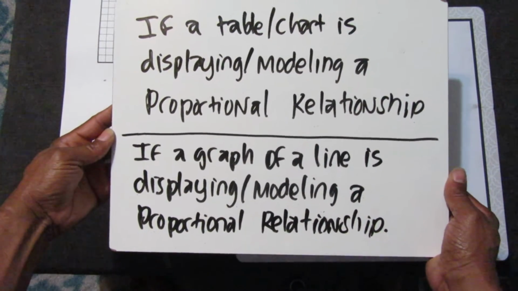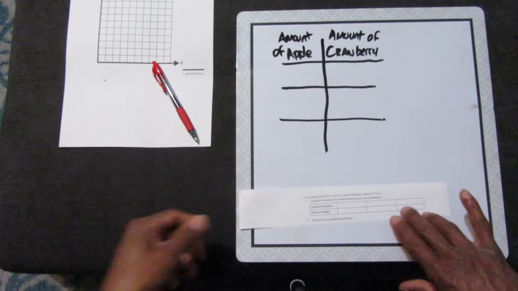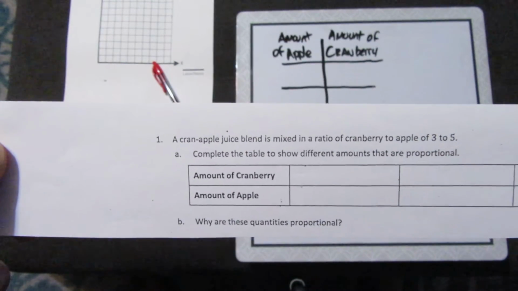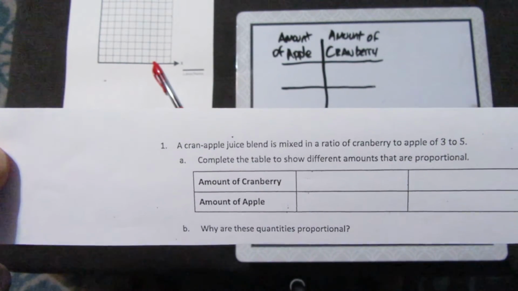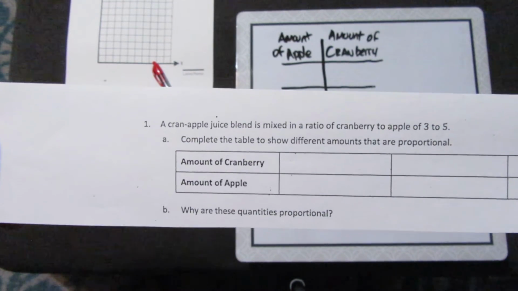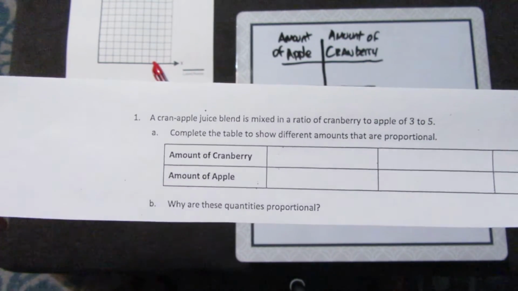So beyond the technical language, let's take a look at this one and model a challenge that your child will be seeing this week, or you'll be seeing this week if you are a student. One of the challenges you'll be seeing this week is right here. It says a cran-apple juice blend is mixed in a ratio of cranberry to apple of 3:5. Complete the table to show different amounts that are proportional.